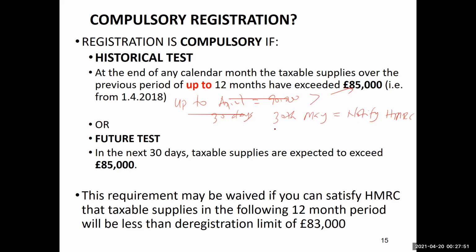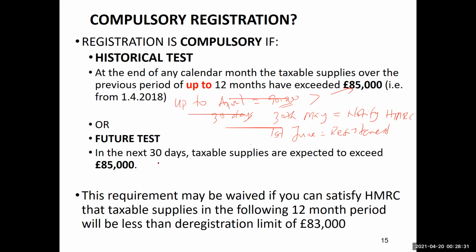And then we make sure that the first day of the next month, so by 1st June, we should have registered for the historical. So up to the 12 months to April, we realize that yes, our taxable supplies exceed 85. We have up to 30 days from the end of the period to notify HMRC that we qualify to be registered for VAT. And then we must ensure that by the 1st of the next month, we would have already been registered.